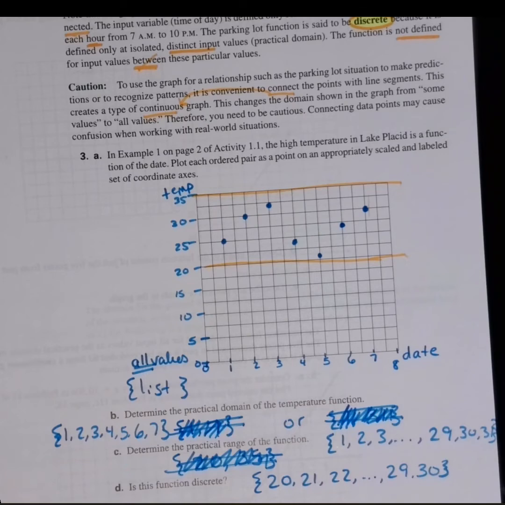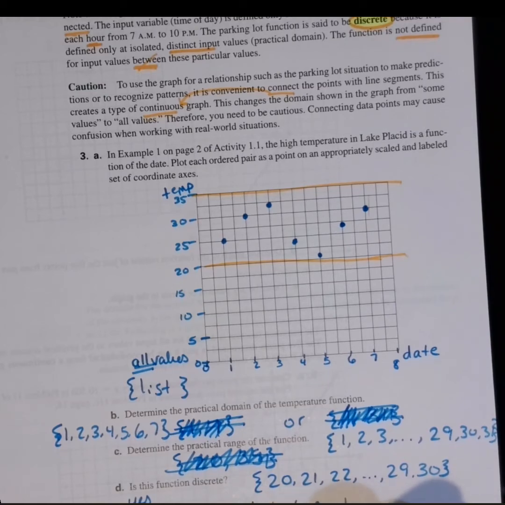So these are discrete. So our list needs to have everything in it. Oh yes, and is this function discrete? Why, yes it is, and it is because there is no date between 1 and 2, etc. So whole numbers only, they're distinct inputs, they are not connected. Dates are discrete values. Okay.